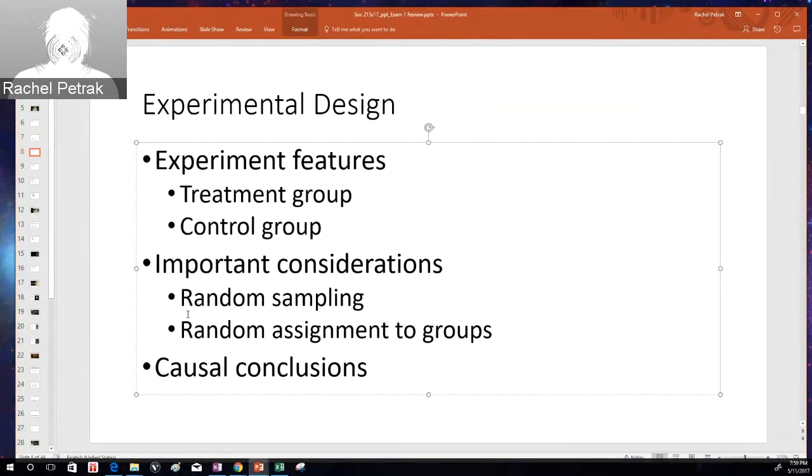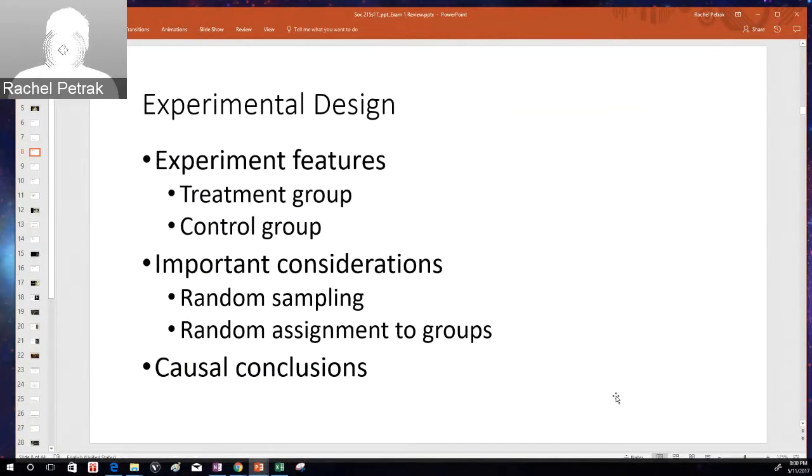But some important considerations to remember when designing an experiment are that in order to have a valid experiment and to use the powerful tools statistically that are available to us when we do an experiment, you must have random sampling of participants and random assignment of participants to groups. This is crucial. If there's any kind of bias in the way that participants are assigned to groups, it'll bias the outcome.